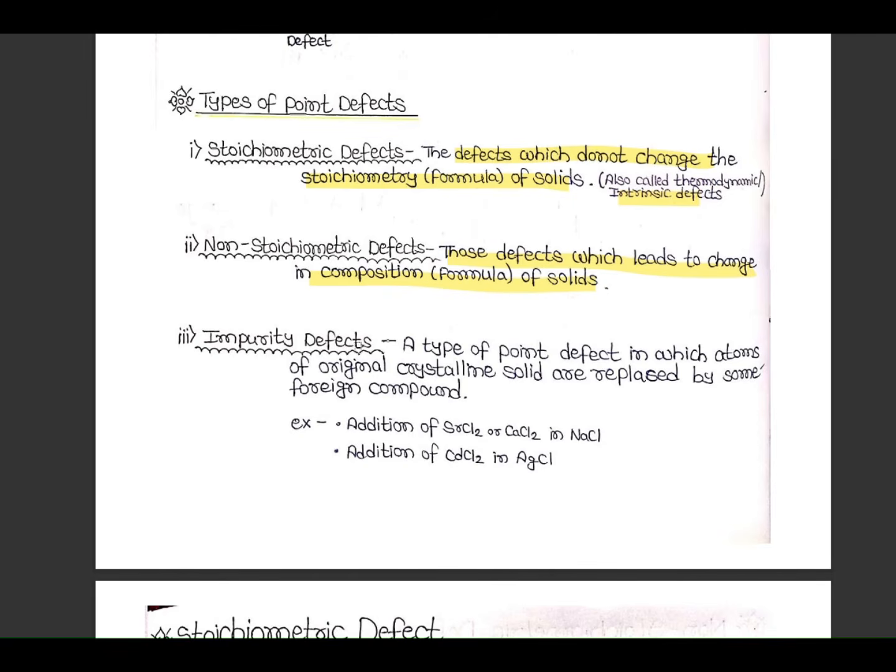Now, the impurity defect, a type of defect in which atoms of the original crystalline solid are replaced by some foreign compound, meaning the original atoms are mixed up with the impurity atoms. Example: addition of strontium chloride or calcium chloride in NaCl, addition of cadmium chloride in silver chloride.